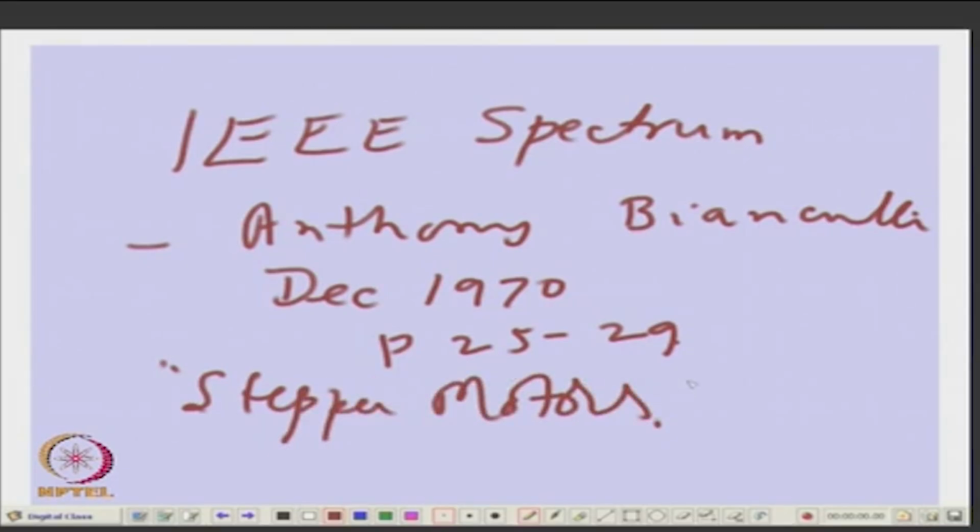Okay. This is the article, I suggest you read this. I think you can easily download and read the things.